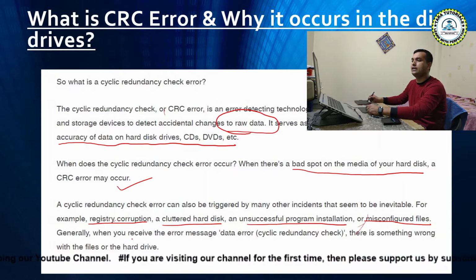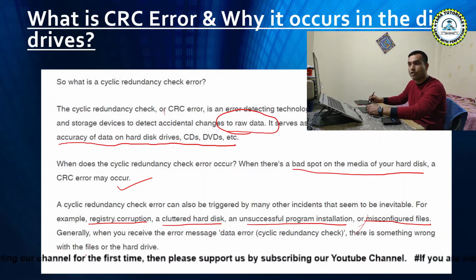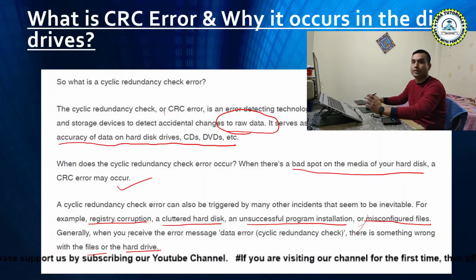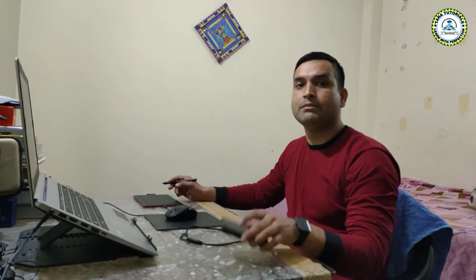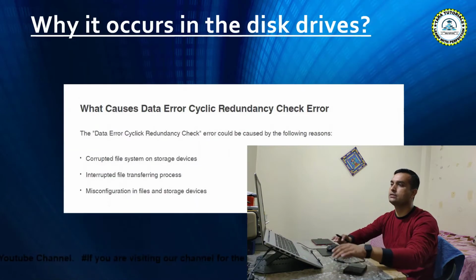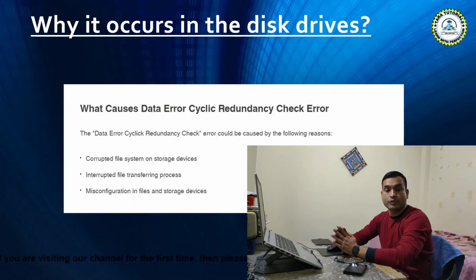Generally, when you receive the error message, there is something wrong with the files or the hard drive. So when you get this error message, there may be some problem with the hard disk, or there may be some problem with the files stored in the hard disk or the other disk drive. Now I'm going to the next slide. What are the other possible causes of CRC error?